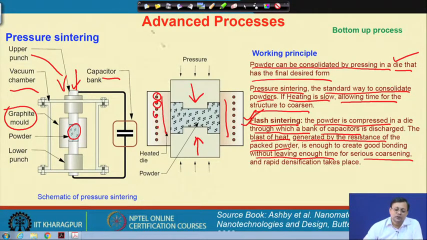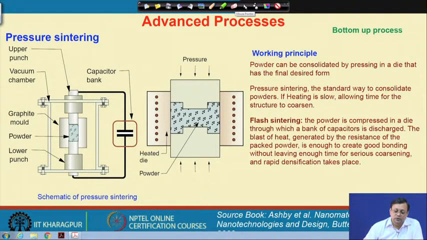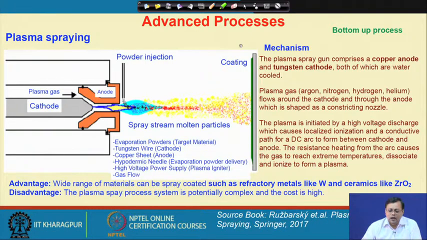So, we do not allow that time to cause the coarsening process. Now, all these processes we are talking about basically go from a very fine particle or cluster up to the higher side. So, now another process is plasma spraying.